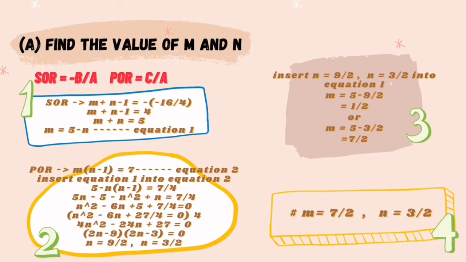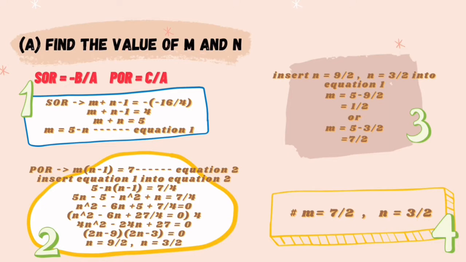Then we will substitute the value of m into the product of roots equation. Then we will get 5 minus n multiplied by n minus 1 equals 7 over 4. Then when we solve, we will get another quadratic equation. Then we need to solve the quadratic equation to get two values of n, which are 9 over 2 and 3 over 2.